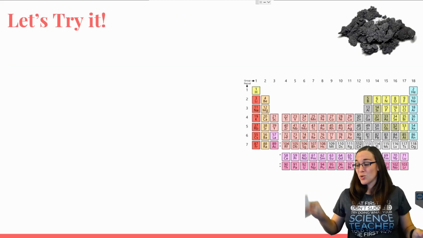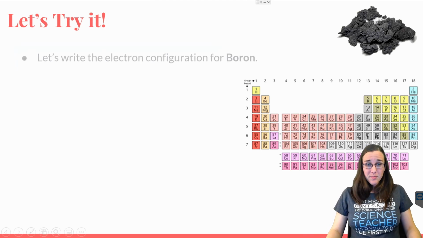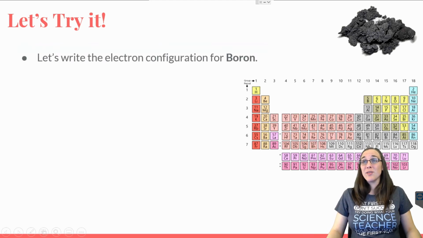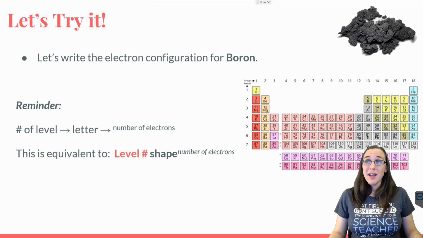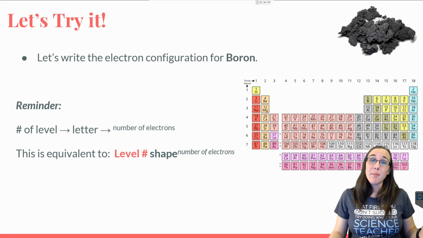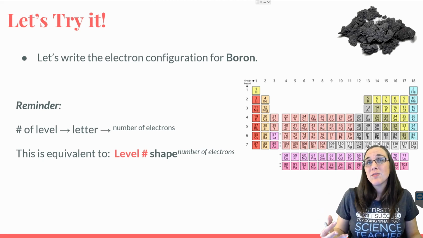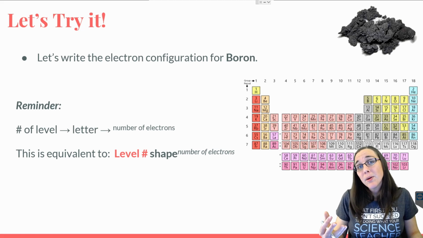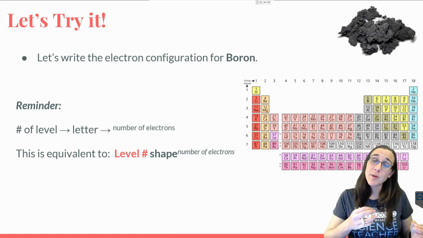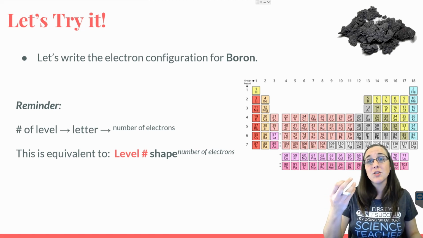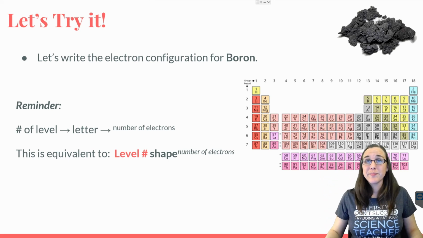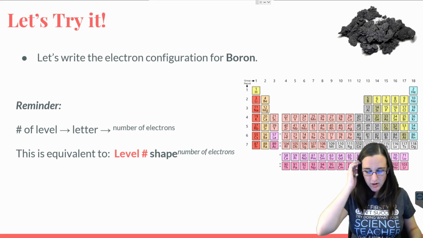Let's go ahead and try this. We're going to write the electron configuration for boron. As a reminder, you're always going to start with the number of the level, the letter, and then the number of electrons. That's basically equivalent to saying you're going to do the level number, the shape of the orbital, and then the number of electrons that are in that orbital. Let's give this one a try.